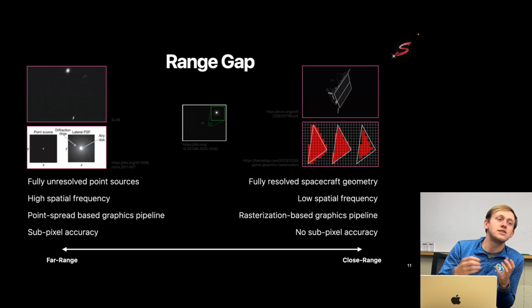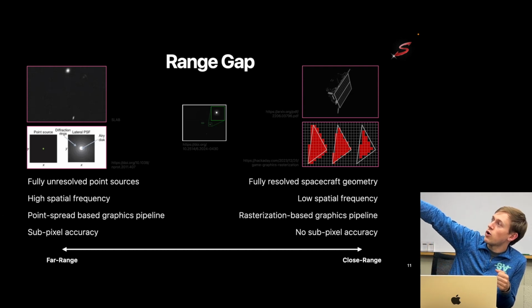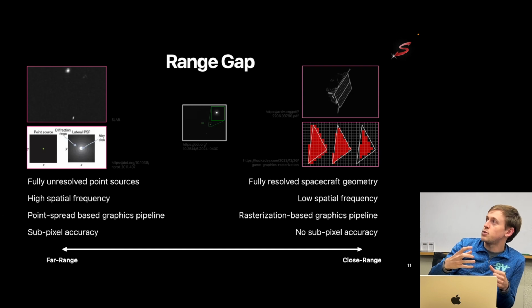So why is there a range gap? Why is it challenging to create this kind of imagery? The underlying reason is that when generating these two kinds of images, we actually use fundamentally different models for creating them. At the close range extreme on the right, we assume we have fully resolved spacecraft geometry.